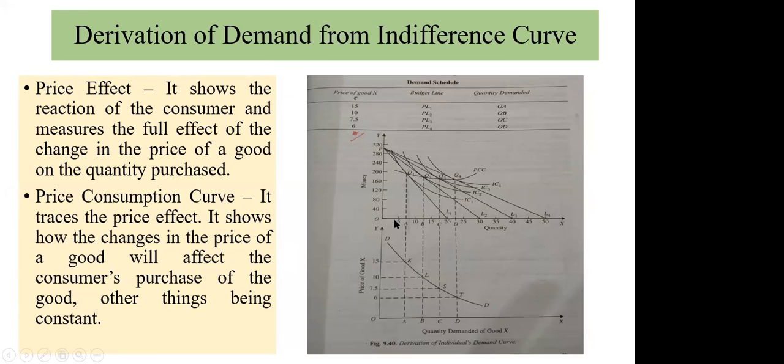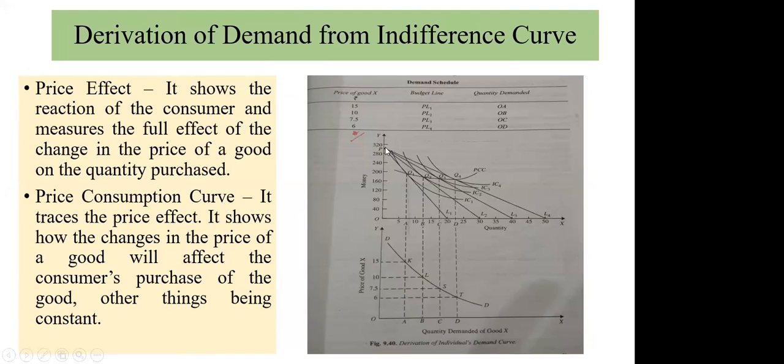Now, if the price again falls to 7.5, the price line shifts further to the right to PL3. At PL3, the consumer is in equilibrium at point Q3, where he purchases OC quantity of good X. Tracing these two pieces of information, rupees 7.5 as the price of good X and the quantity bought OC, we get this point S.